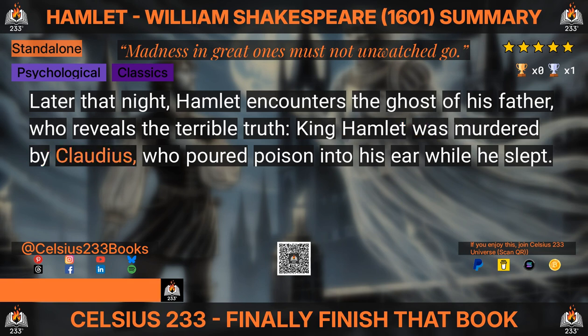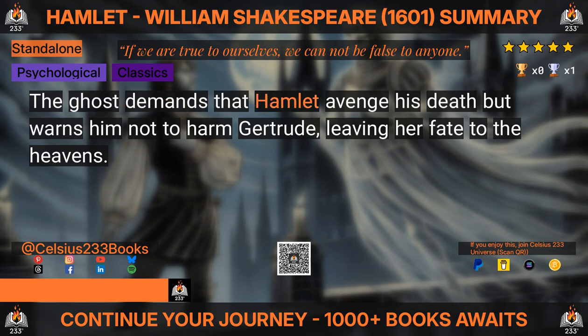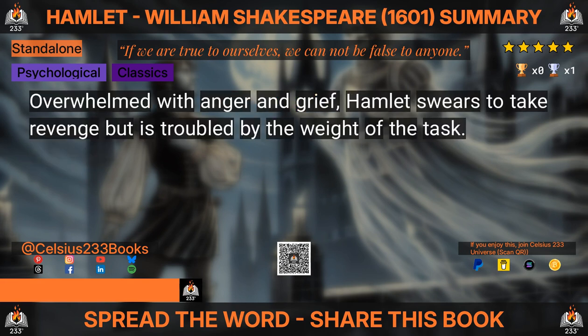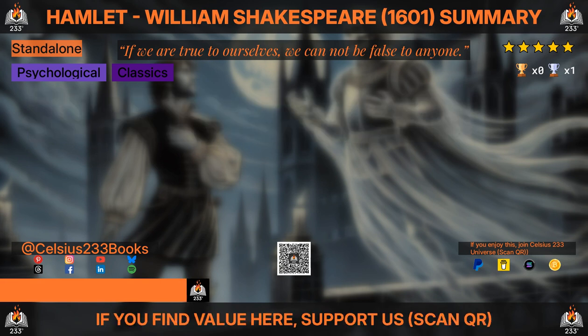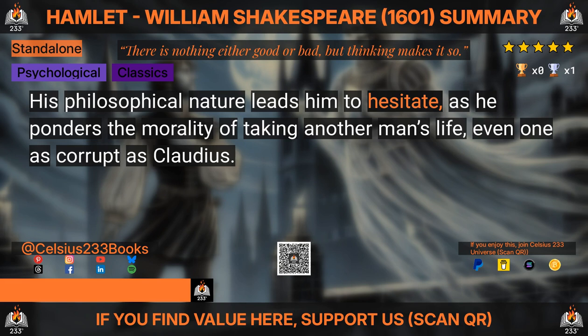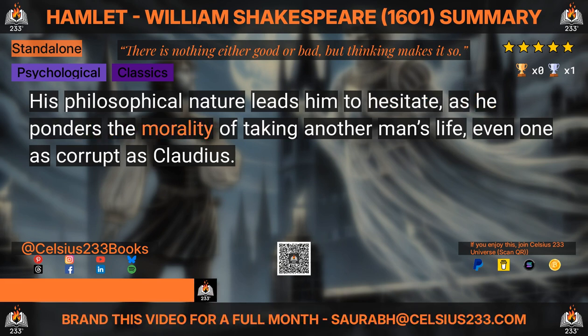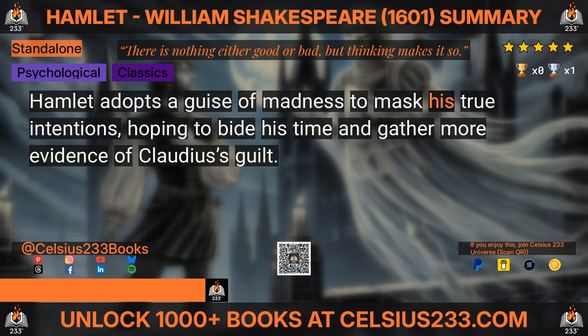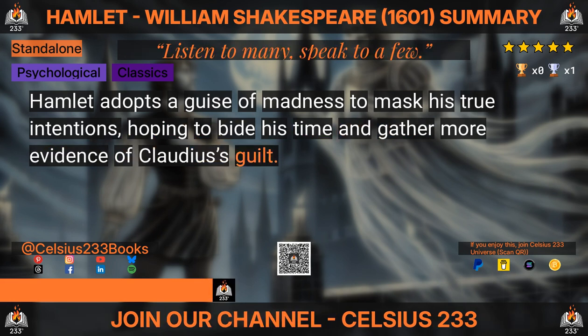Later that night, Hamlet encounters the ghost of his father, who reveals the terrible truth. King Hamlet was murdered by Claudius, who poured poison into his ear while he slept. The ghost demands that Hamlet avenge his death but warns him not to harm Gertrude, leaving her fate to the heavens. Overwhelmed with anger and grief, Hamlet swears to take revenge but is troubled by the weight of the task. His philosophical nature leads him to hesitate as he ponders the morality of taking another man's life, even one as corrupt as Claudius. Hamlet adopts a guise of madness to mask his true intentions, hoping to bide his time and gather more evidence of Claudius's guilt.